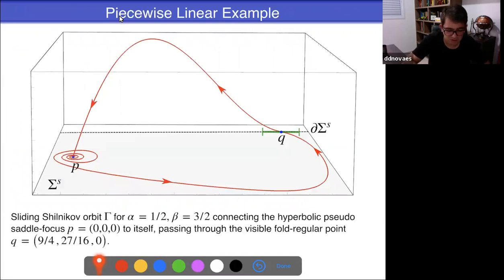which was done in Mathematica for some specific values of alpha and beta. So Q here is a fold regular point, the visible fold regular point, and the trajectory starting at this point converges in the past asymptotically to the focus of the sliding vector field, and the forward trajectory reaches the pseudo-equilibrium in a finite time. So this is how a sliding Shilnikov orbit looks like in these piecewise linear examples.